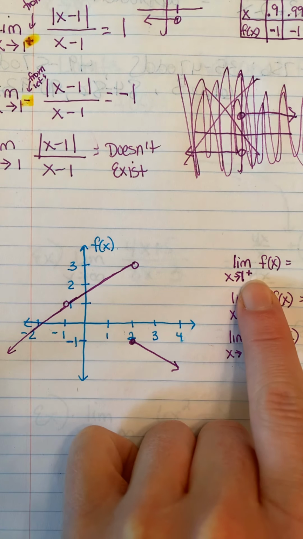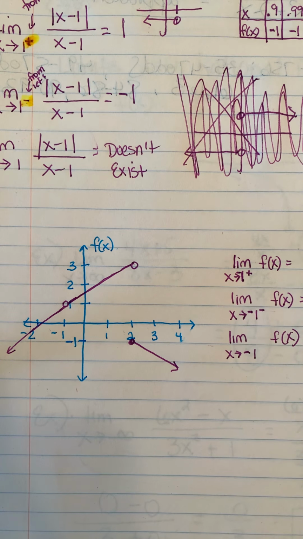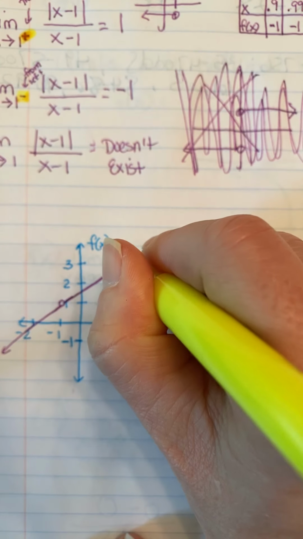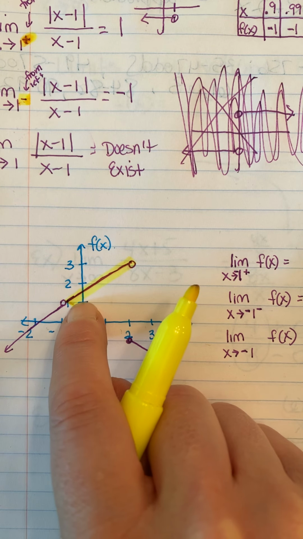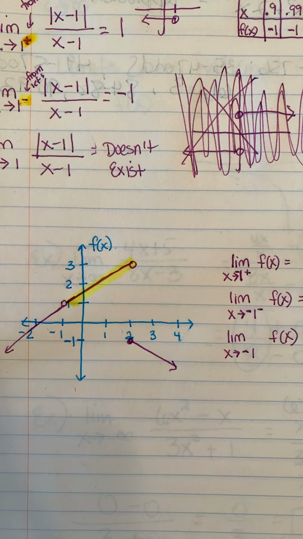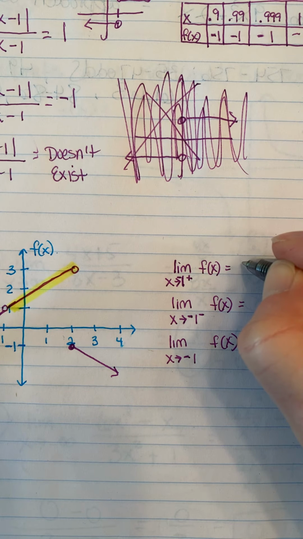So here's -1 from the right. If you're asked to do that, this statement, -1 from the right, means we're going to be coming in from the right side. And coming in from the right side, the limit, remember the limit's the y value, is a 1. So I'm going to go ahead and put a 1 there.